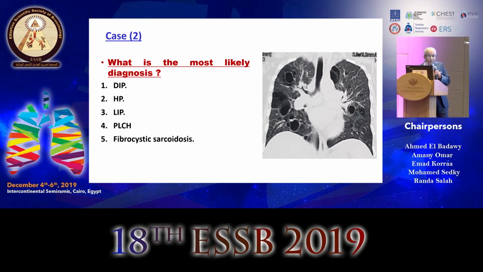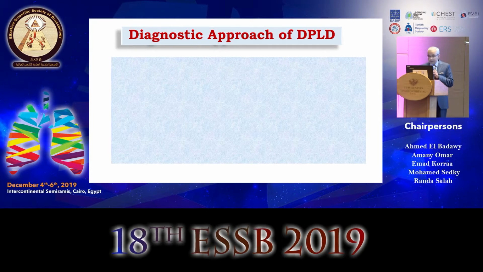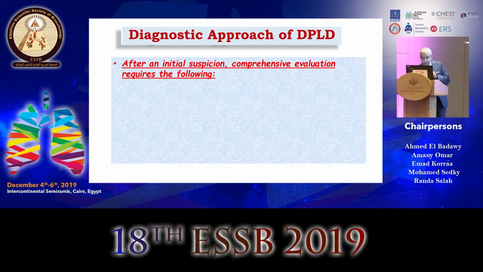Take care, all the five choices can cause cystic pathology in the lung. Is it DIP? Is it cystic HP? Is it LIP? Is it PLCH? Or is it fibrocystic sarcoidosis? Back to my talk.